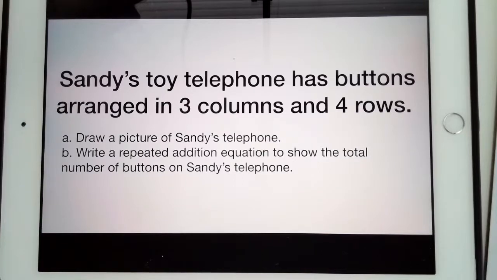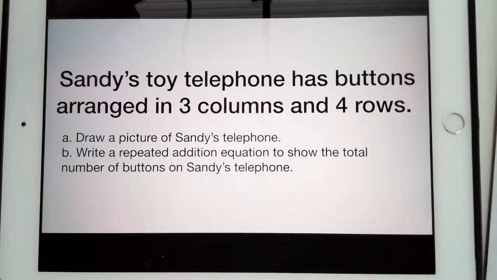Sandy's toy telephone has buttons arranged in 3 columns and 4 rows. Draw a picture of Sandy's telephone. Write a repeated addition equation to show the total number of buttons on Sandy's telephone. Go ahead and press pause, and when you're ready for me to go over it, press play. Okay, let's go over the answer.